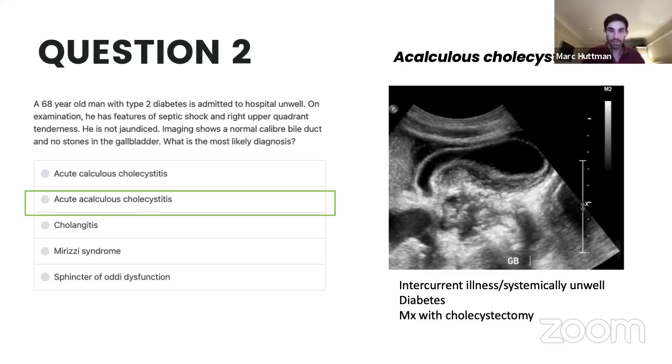But it's also more common just when people are generally unwell. So in hospital with something else, very unwell, they might develop acalculous cholecystitis. And this is managed exactly the same way, so there's nothing extra to learn. You treat it with antibiotics. This is still at risk of infection, and you still treat it with laparoscopic cholecystectomy.